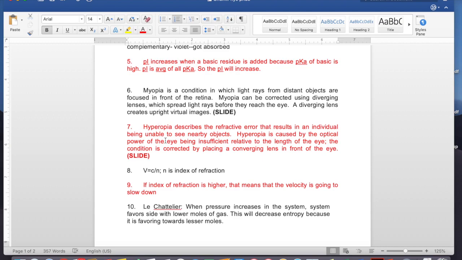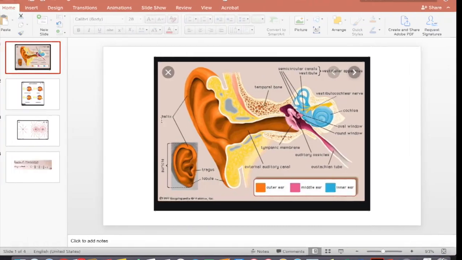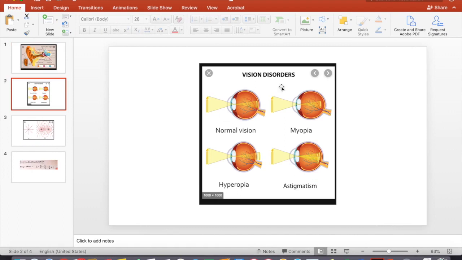But I am going to show you how to remember these two conditions. So this is the normal vision where the light rays fall on the retina, okay? And then myopia, as you can see, the light rays fall before the retina, okay? In hyperopia, it falls after the retina, not before.